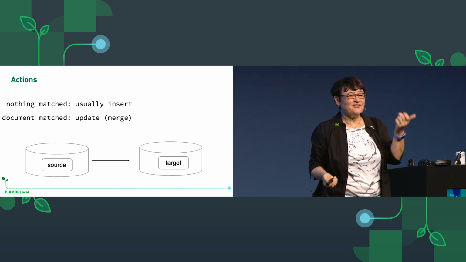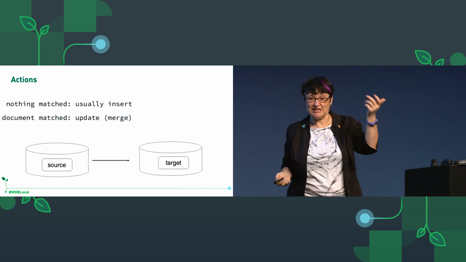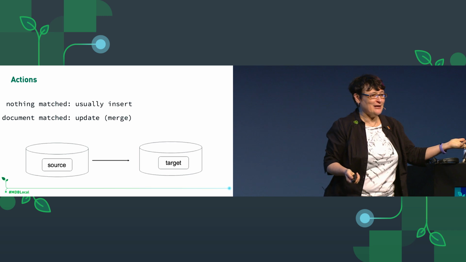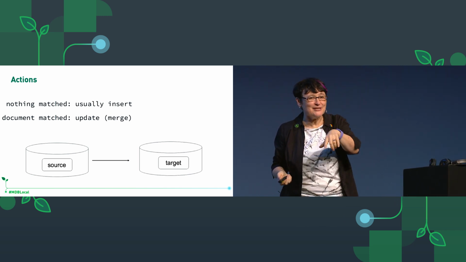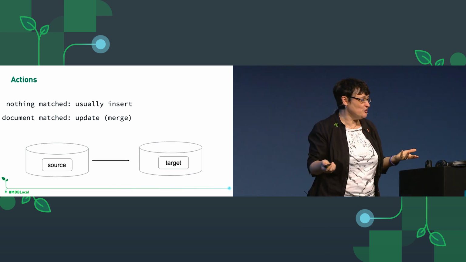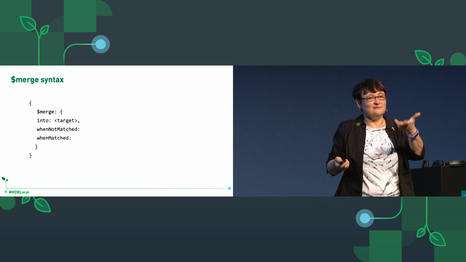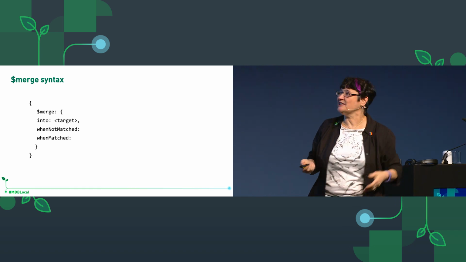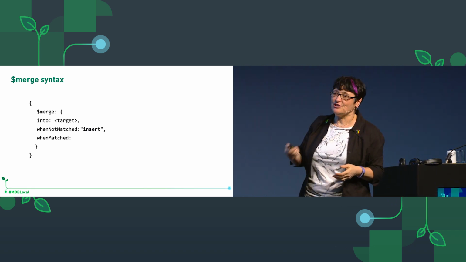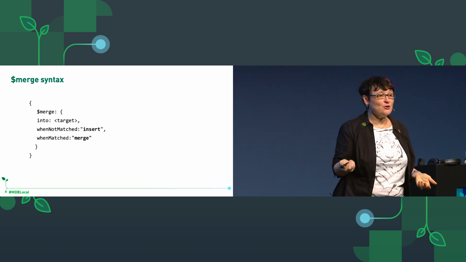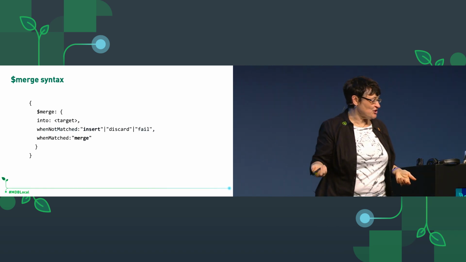So really, the only field that's required for the $merge stage is into. We're not going to guess which collection you want to output your results into. That you have to tell us. Everything else, we can use the defaults. So on can be default underscore id or shard key and id. When not matched, the default is insert. When matched, the default is merge. The other actions that are available.